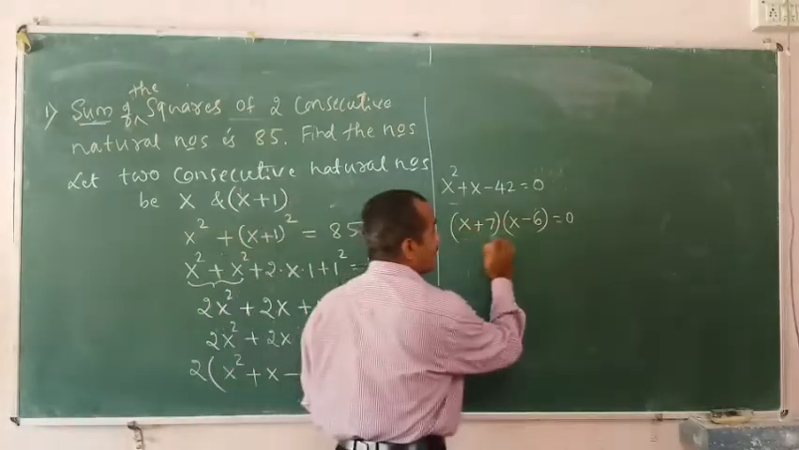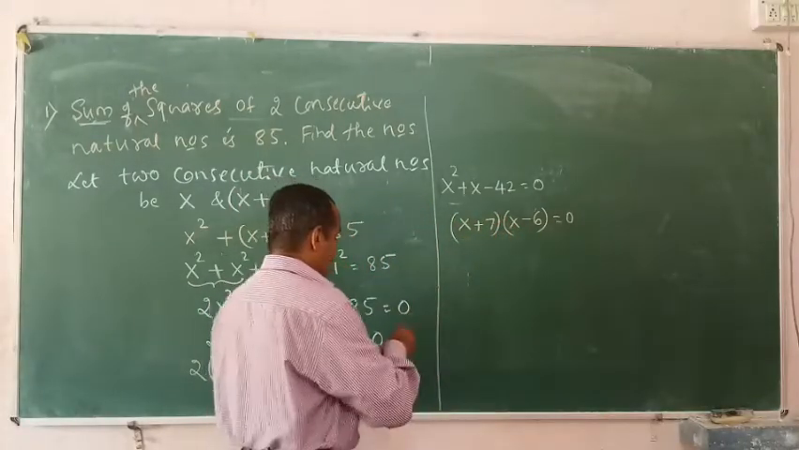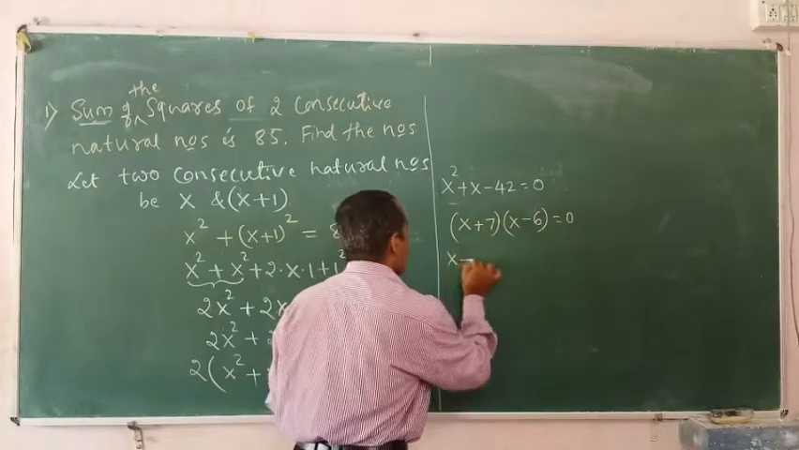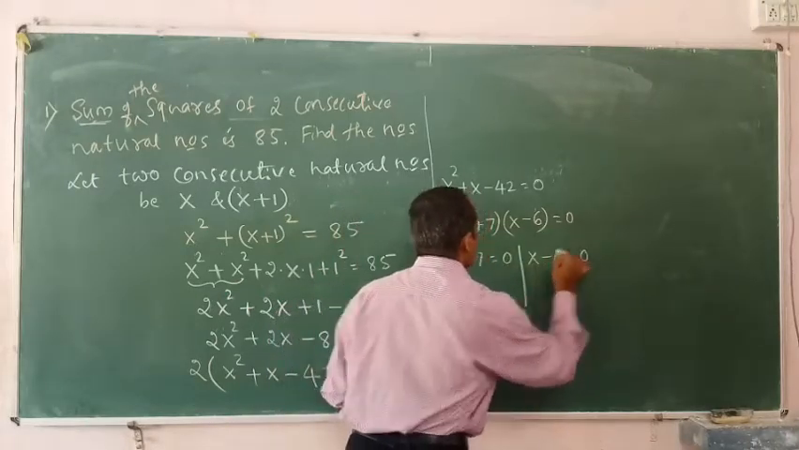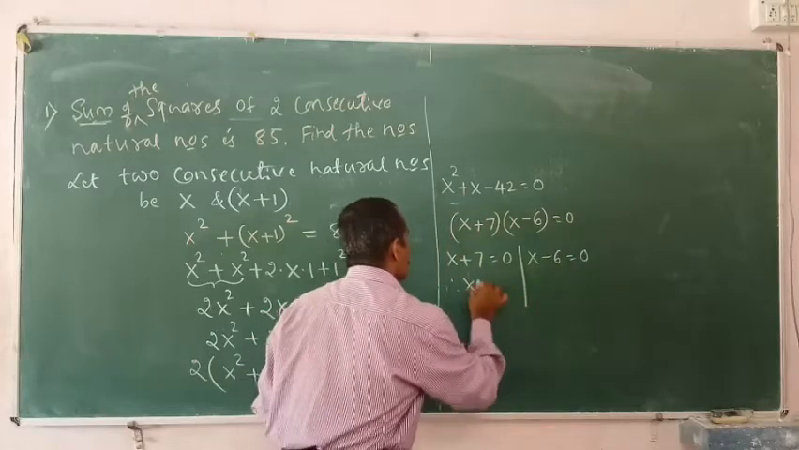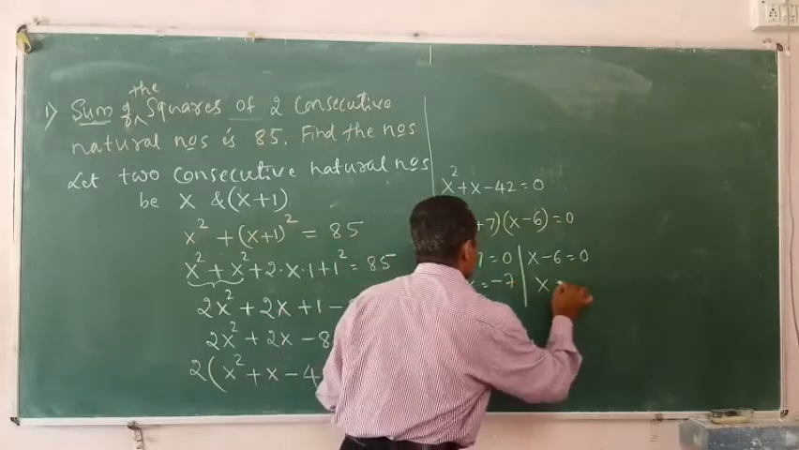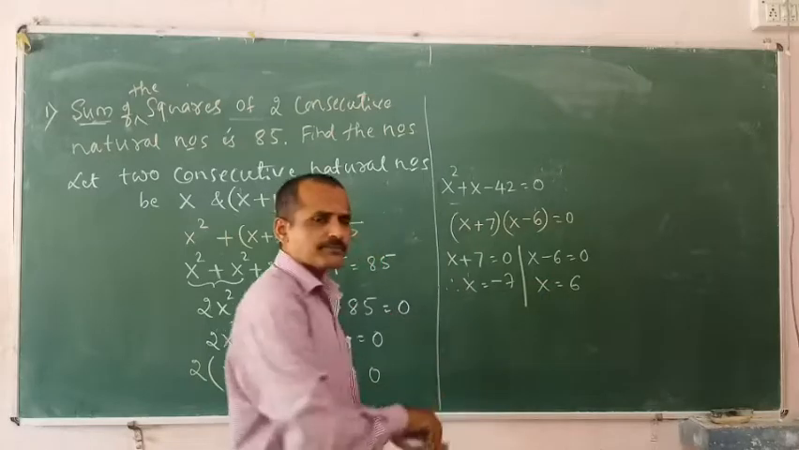Okay. Now what are these called? These are called the factors. I can separate them. x plus 7 is equal to 0. x minus 6 is equal to 0. Therefore, x is equal to minus 7 or x is equal to 6.